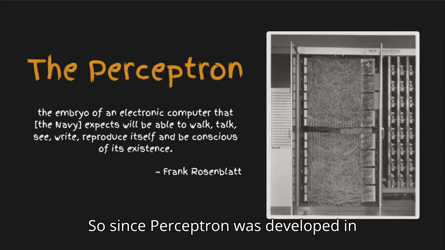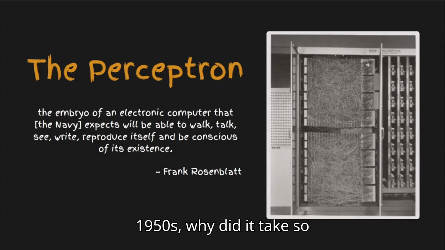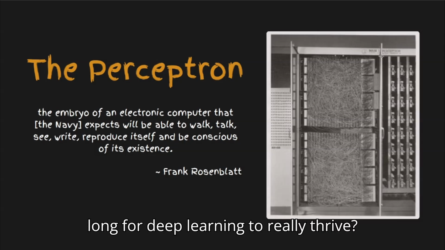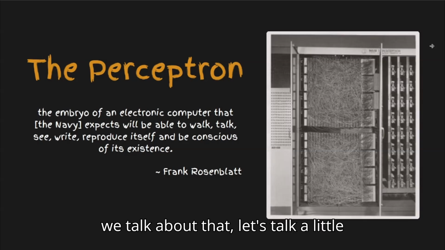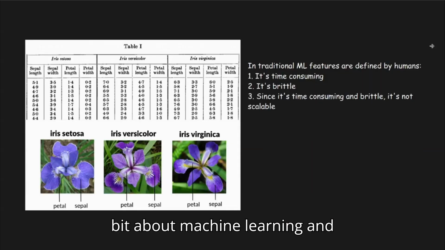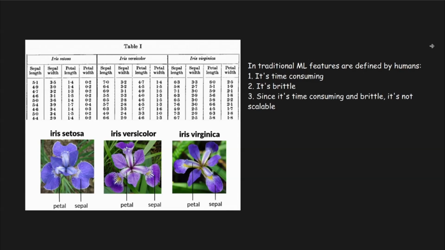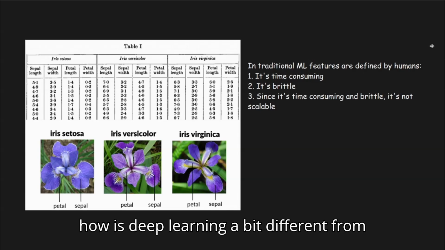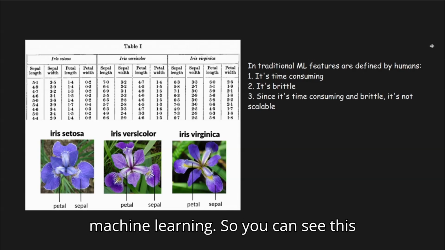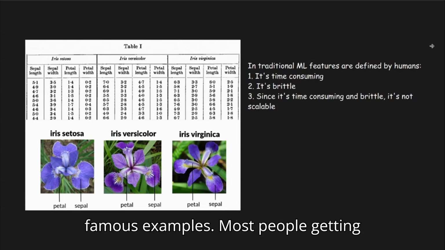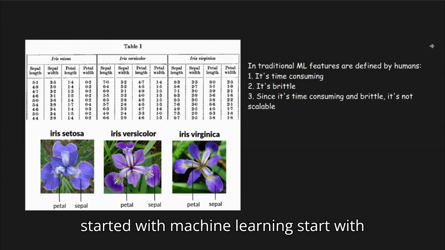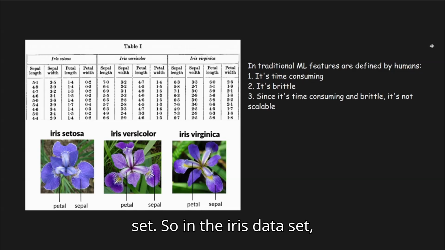Since the perceptron was developed in the 1950s, why did it take so long for deep learning to really thrive? Well, before we talk about that, let's talk a little bit about machine learning and how deep learning is different from machine learning. You can see this example here. This is one of the very famous examples. Most people getting started with machine learning start with it. It is called the iris dataset.